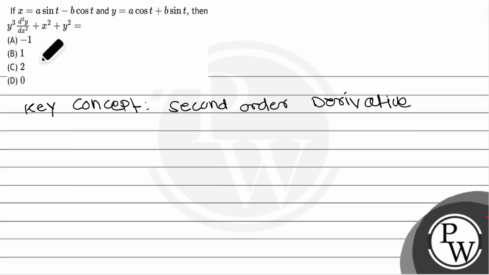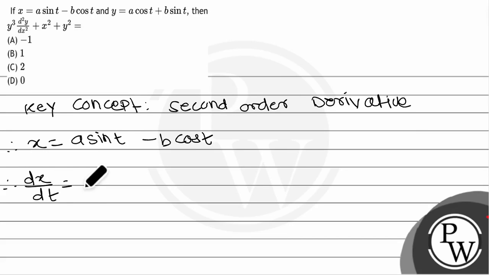But this is not the simple derivative. So write down the first, x is a sin t minus b cos t. We have to differentiate with respect to t here. So what will be the dx by dt? That will be a into cos t, because sin t derivative is cos t, plus b into cos t derivative, which is minus sin t. So minus becomes plus sign. So this is equation number 1.